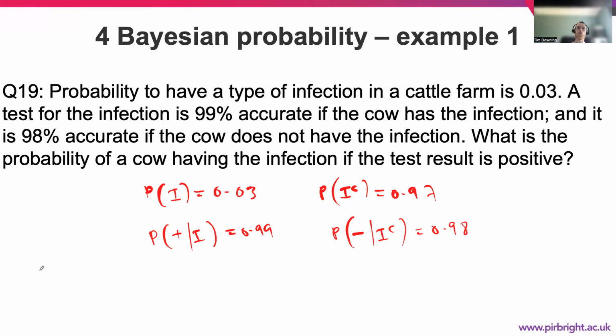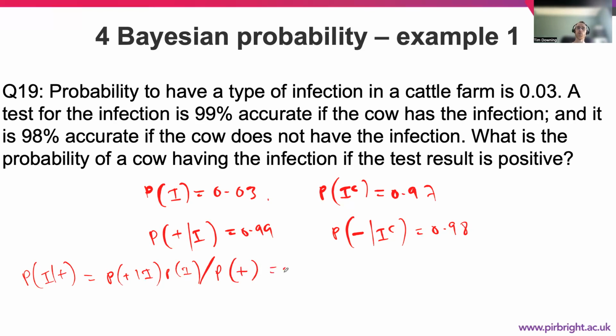And what we want to think about is what's the probability of having the infection if the result is positive, and therefore we can use this here. So that's going to be positive given that it's infected, multiplied by the probability of infection, which is 0.03, divided by the probability of having a positive test.